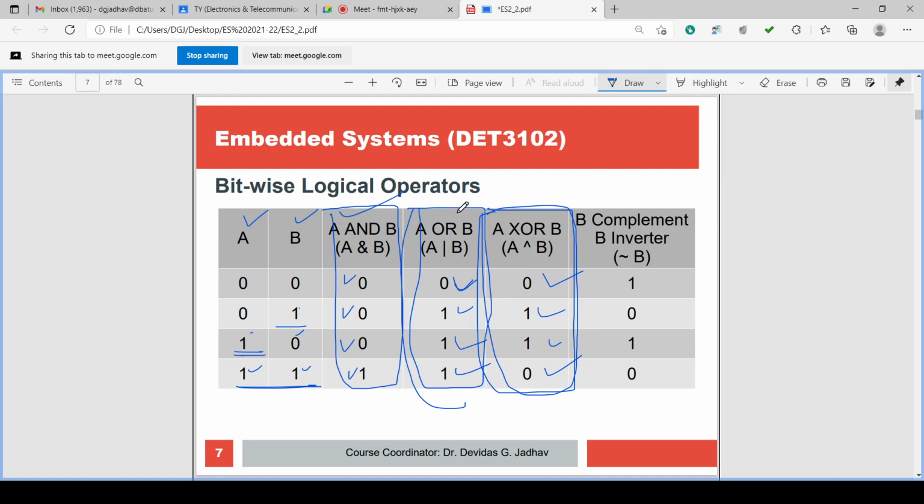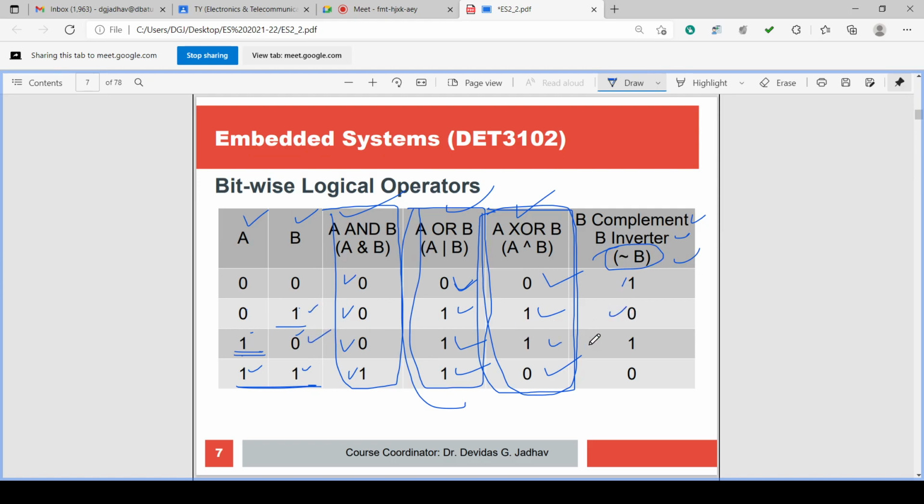So we have seen AND, we have seen OR, we have seen XOR. Similarly, we will see complement. What is there in the complement? B complement. So we are considering the B column or B variable. What is there in the B complement, or B inverter, or that tilde symbol B? This is a complement, B inverter, B complement. If B is 0, B complement is 1. If B is 1, B complement must be 0.